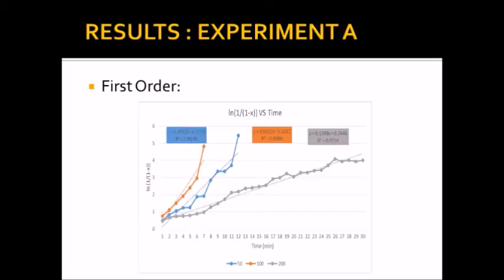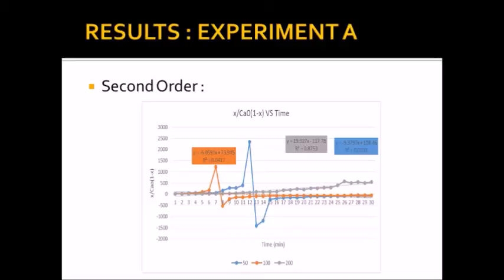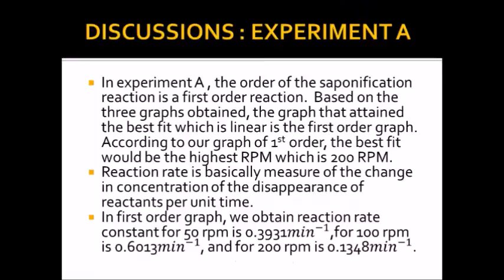Now, we move to the second order graph. The second order graph is between X over CA0 (1 minus X) versus time. The graph clearly shows that it is not linear. In this Experiment A, the order of the saponification reaction is a first order reaction. Based on the three graphs obtained, the graph that attained the best fit, which is linear, is the first order graph. According to our first order graph, the best fit would be the highest RPM, which is 200 RPM.